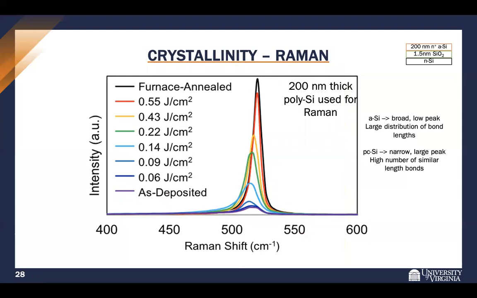So quickly, I'll discuss the crystallinity. You can use Raman to detect changes in crystallinity. Amorphous silicon will have a broad low peak, which is because there's a large distribution of bond lengths, whereas polycrystalline silicon will have a narrow, large peak, which is because it has a high number of similar length bonds. So you can see here as the laser fluence increases from the as deposited state, the silicon peak becomes sharper and narrower, indicating increased crystallinity, and it reaches a Raman signal comparable to the furnace annealed result.